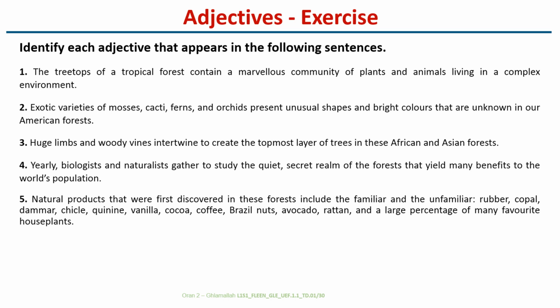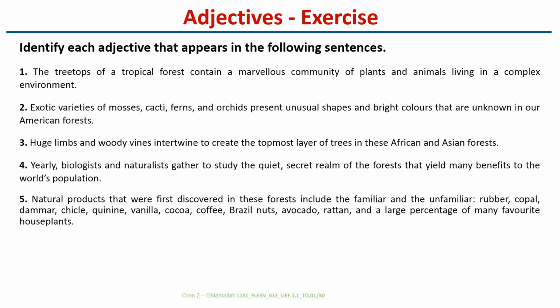1. The treetops of a tropical forest contain a marvelous community of plants and animals living in a complex environment. 2. Exotic varieties of mosses, cacti, ferns, and orchids present unusual shapes and bright colors that are unknown in our American forests. 3. Huge limbs and woody vines intertwine to create the topmost layer of trees in these African and Asian forests. 4. Yearly, biologists and naturalists gather to study the quiet, secret realm of the forests that yield many benefits to the world's population.